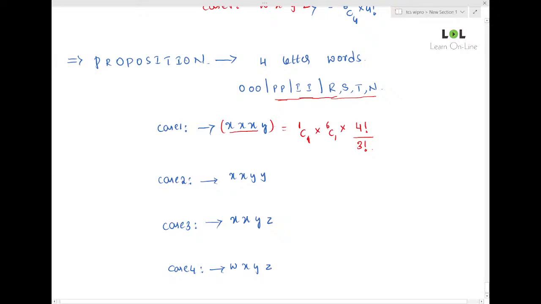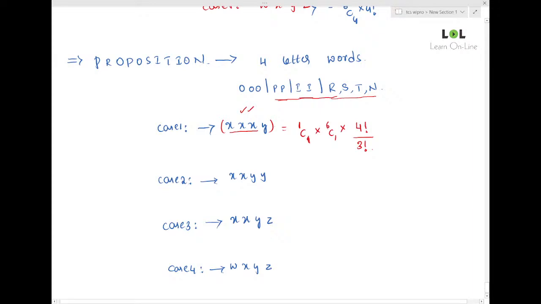Look, this is the 4 letter word. Check this out. 4 letters, 4 factorial. 3 same letters, that's why 3 factorial. You're not taking 2P's and 2I's. Either you'll be taking 1P or 1I, 1R or S or T or N. Am I clear now? Am I clear with the repetition here? Everybody?